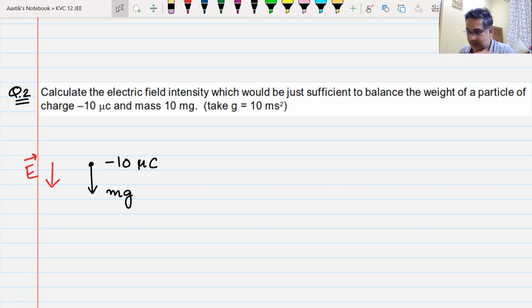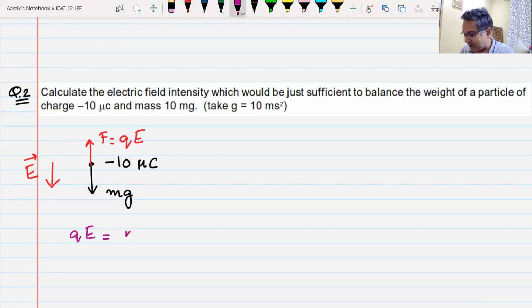Seriously? Then I'll solve it. So the weight mg is downwards. Someone has to balance it. Who is going to balance it? It is the electrostatic force which is going to balance it, and that is simply equal to Q multiplied by E. These two forces should balance each other out.